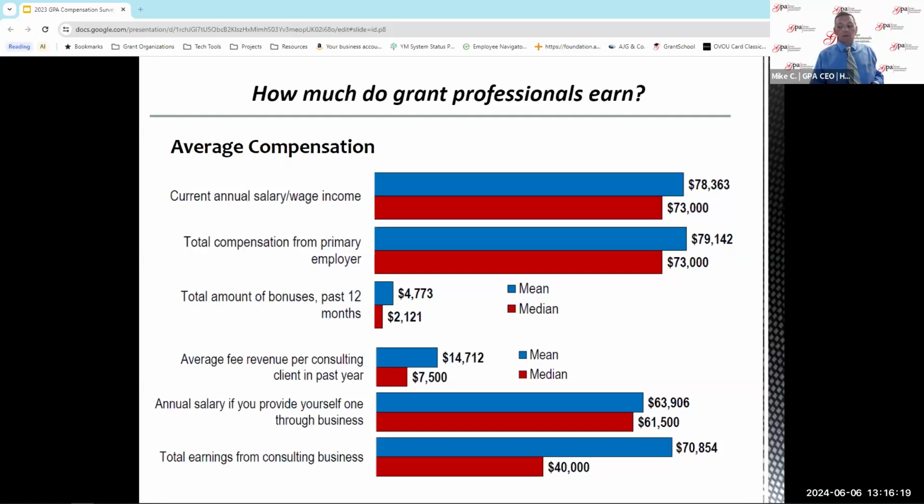Data from consultants reported an average salary from their business that's a mean of almost 64,000 and a median of 61,000. So total mean earnings from the consulting business were slightly higher, but the median was only 40,000. What this means is there's a substantial variance in consulting earnings based on the amount of time spent and the mix of roles represented here, especially in terms of full-time consultants versus part-time consultants. The cohort of part-time consultants does bring that dollar amount down, especially part-time consultants without other employment.